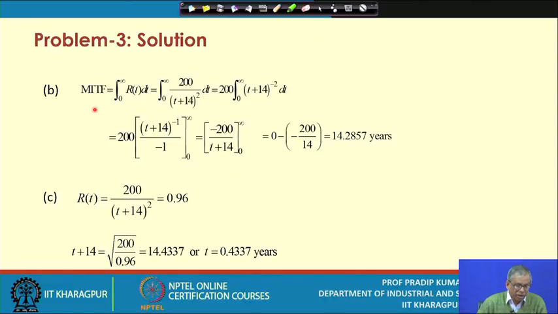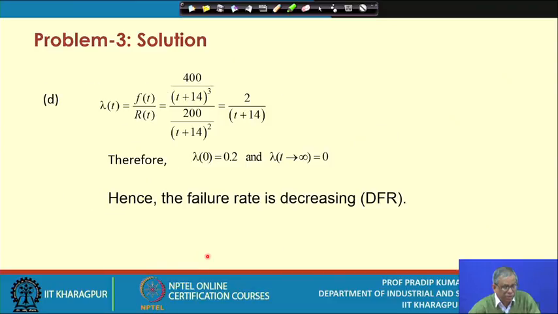And then we go to the next part, that is the design life for reliability. This is the expression, and the reliability is 0.96. So what will be the corresponding time period? So t is 0.4337 years. You just apply this formula, where the R(t) value is specified, that is 0.96. So this way you compute the value of t. You just follow the steps.